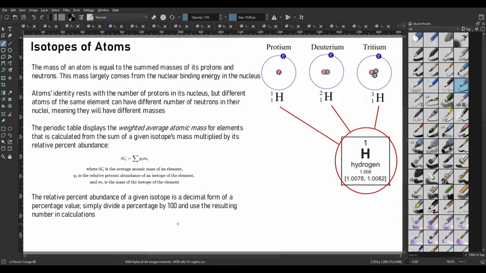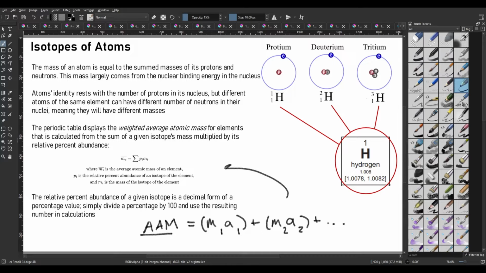So the average atomic mass, we'll write it like this. Average atomic mass is going to be equal to the mass of isotope 1 and the percent abundance of isotope 1, plus the mass of isotope 2 multiplied by the abundance of isotope 2, plus dot dot dot for every one of the isotopes. And then our weighted average is going to be the average atomic mass. That's all that this is. This is just a more formal way of writing it, I suppose.